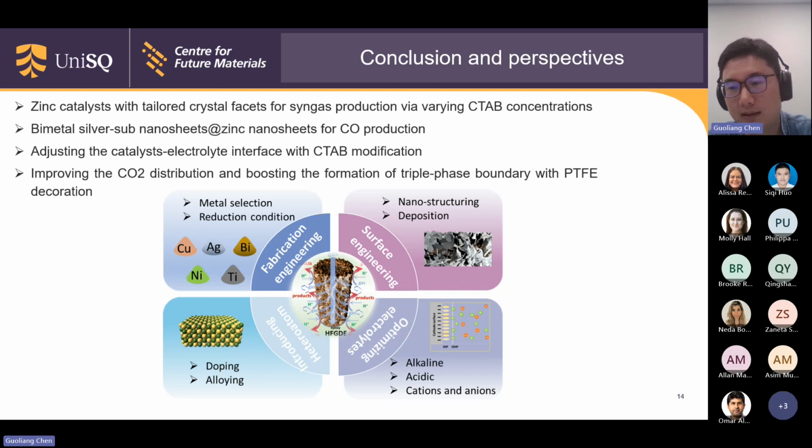But this kind of hollow fiber can be used as a substrate to deposit different catalysts. Also, we can control the preparing process to control the parameters, pore size distribution, the thickness of the hollow fiber and the diameter of the hollow fiber. It all can affect the final performance of this hollow fiber GDE.